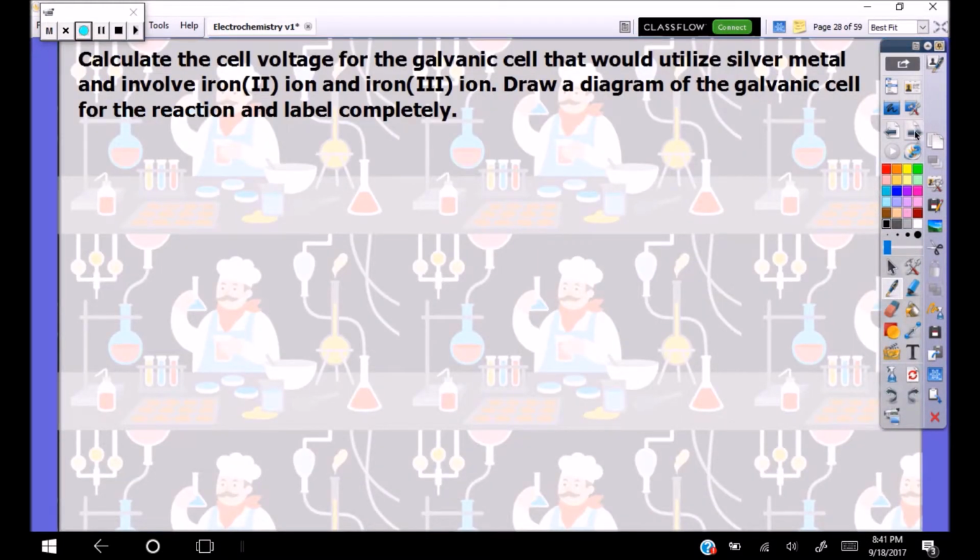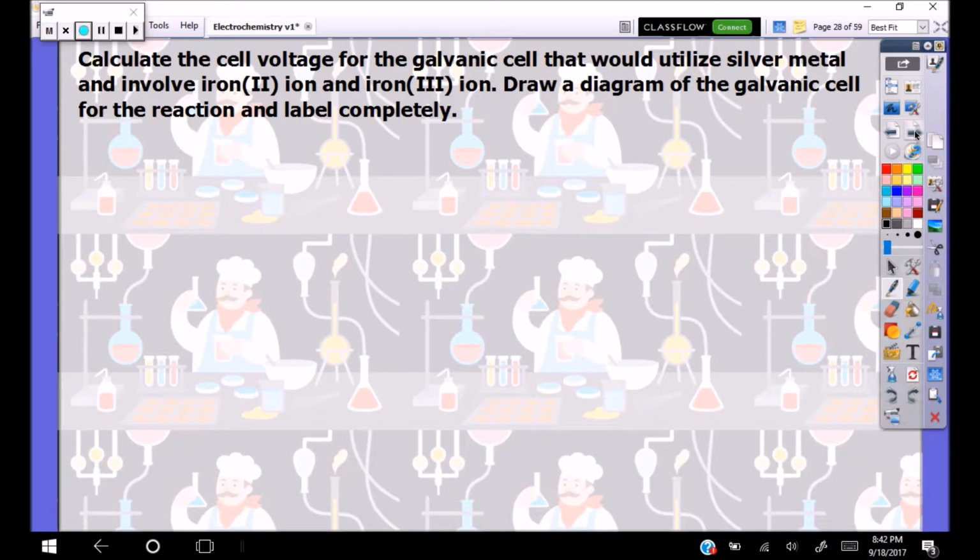This is one of the last ones, I believe, that's in the video. This one is a really good problem because not only do we have to figure out our cell voltage, but we have to draw it too. So let's read this carefully. This one has a wealth of information, and we have to pull in some knowledge that we learned earlier on. It says calculate the cell voltage for the galvanic cell that would utilize silver metal and iron 2 ion and iron 3 ion. Draw a diagram of the galvanic cell for the reaction and label it completely.